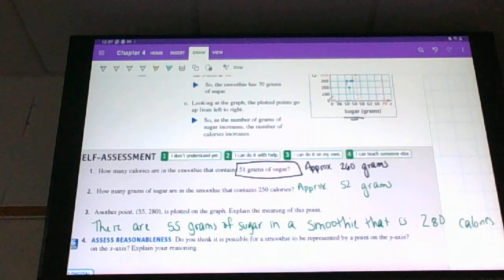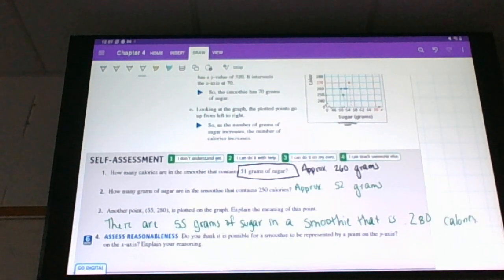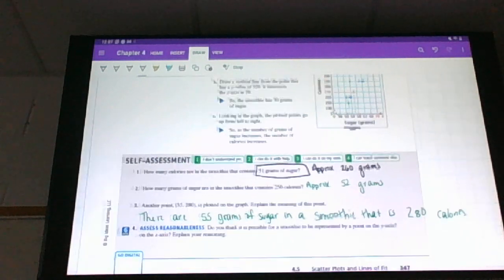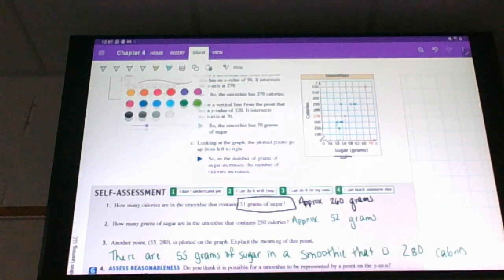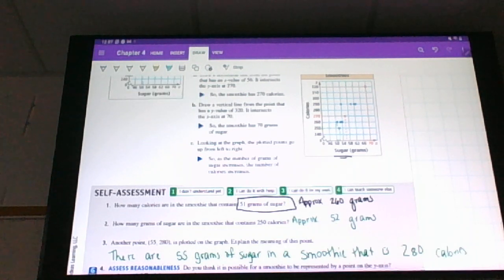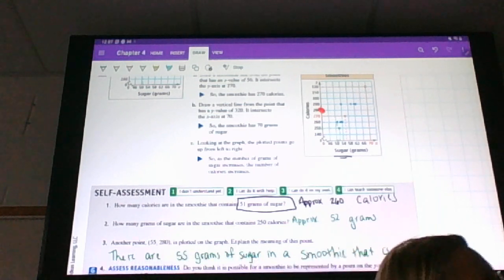Assess their reasonableness. Do you think it is possible for a smoothie to be represented by a point on the y-axis? Okay, this is a cool question, actually, you guys. Let me ask you this. I'm going to do a big red dot right here. Is it possible that a smoothie would be right there? All right, what do you guys think about my big red dot? Is that even possible in the world of smoothies and calories?